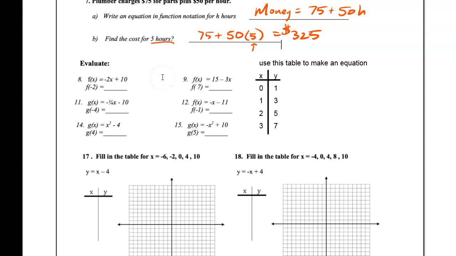Okay, good. So let's just do number 8 because they're all kind of the same. How do I find f of negative 2? You sub negative 2 in for x. Okay, good. So what would I write to get that? Negative 2 times negative 2 plus 10. Yep. Excellent. That's it.